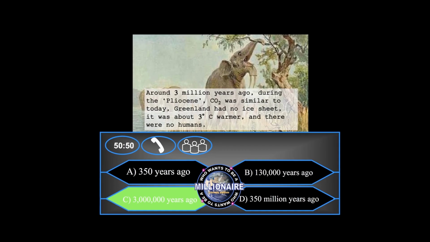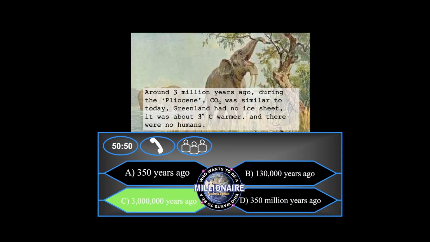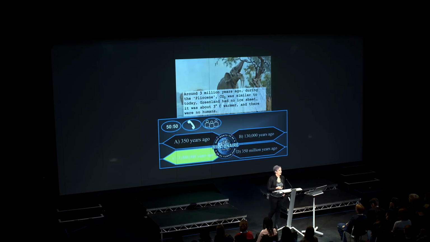So around 3 million years ago is a time called the Pliocene. And when the CO2 was that high for a long period of time, it got warmer. The Greenland ice sheet didn't exist. It was about 3 degrees warmer than the pre-industrial period, and basically no modern humans.